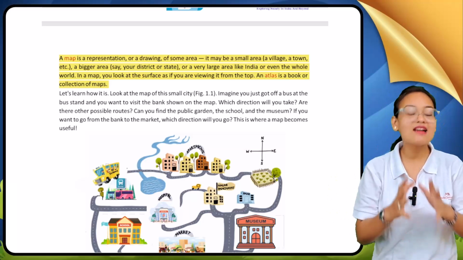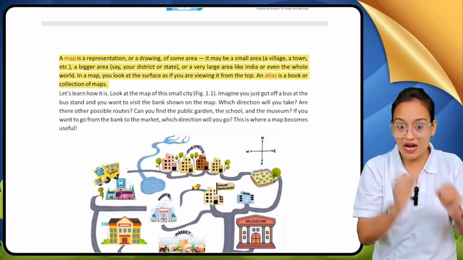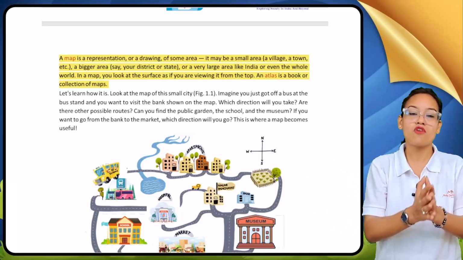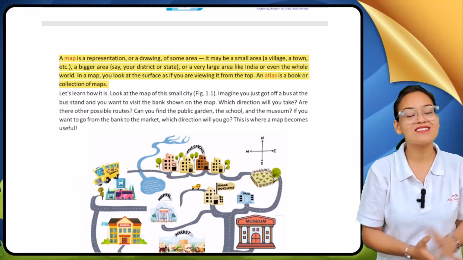And here again comes the concept of atlas. What is the meaning of atlas? The maps which we draw are collected in a book form, and that collected form of maps in a book is called an atlas.